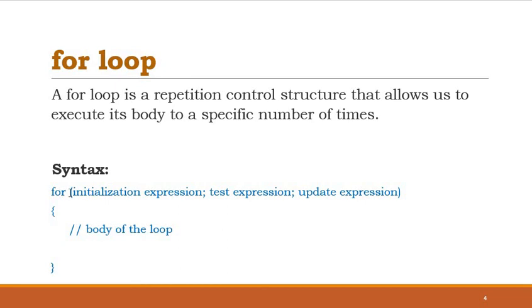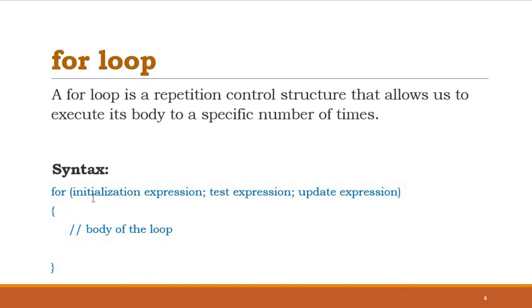You can see that we have to write for, which is a keyword in the C programming language. After that, we have to write parentheses, and within the parentheses we write the initialization expression, semicolon, test expression, semicolon, update expression, and then within curly braces we write the statements that we want to associate with this for loop, that we want to execute under the for loop.